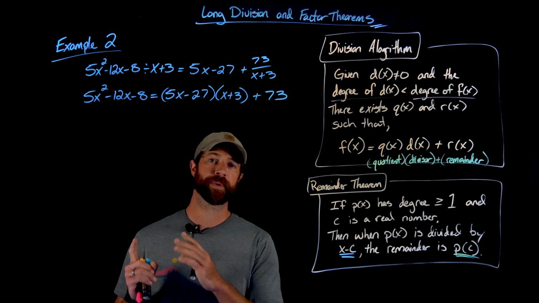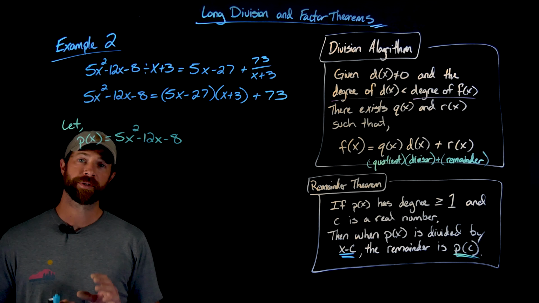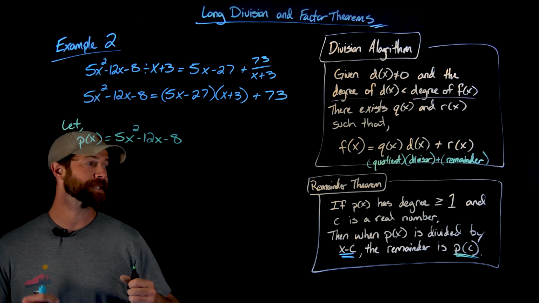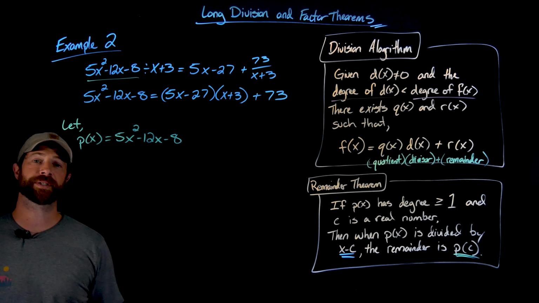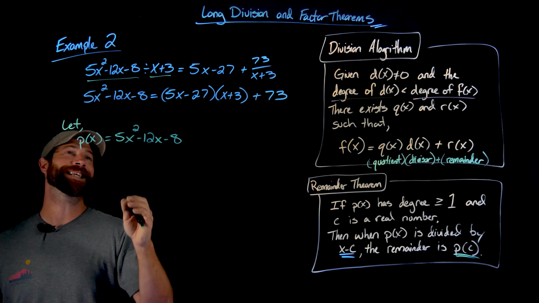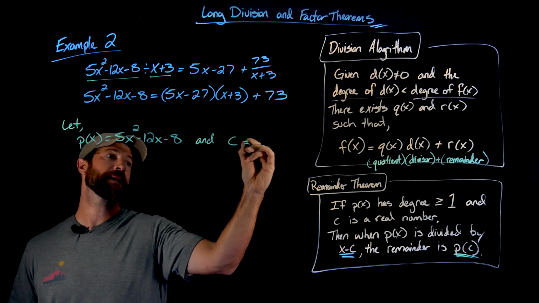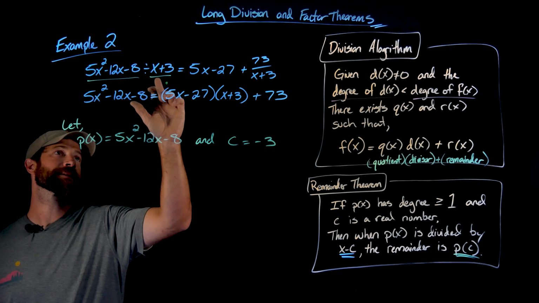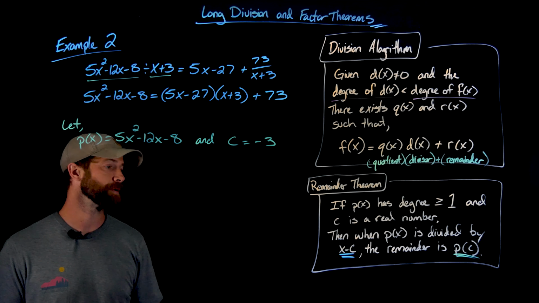So let's use this example we just did the division for to give some context to what this is saying. To apply the concept in this remainder theorem to what we have here, this p of x is this function we're dividing from, so we're going to use this 5x squared minus 12x minus 8 right there. And we're going to divide by this x minus c. In this case, we're going to let c equal negative 3. And we're going to use negative 3 because this is x minus negative 3. And we'll talk more about that in future examples and future videos.